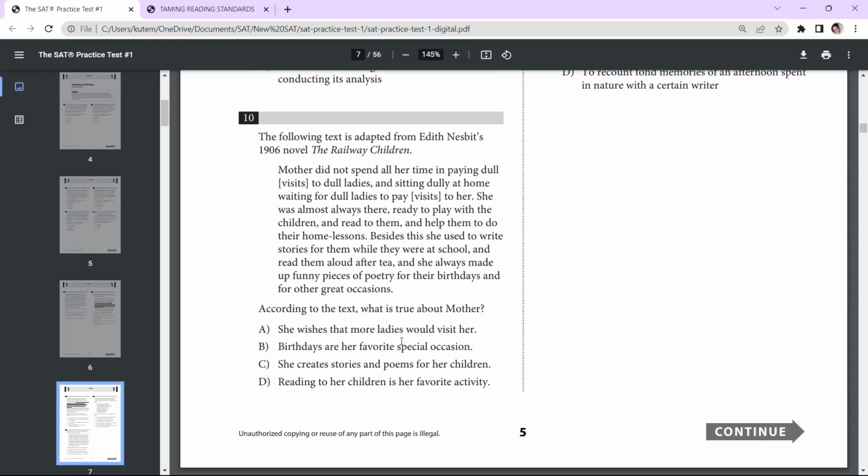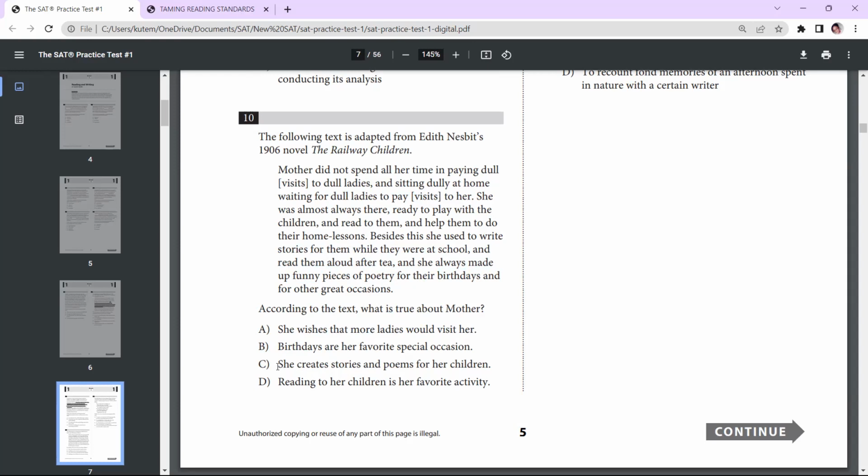Okay, great. So I hope you guys see that all the options have something that's actually in the passage. A talks about ladies visiting her, and there's a lot about visits, waiting for dour ladies to pay visits to her. B says birthdays are her favorite occasion, and she wrote poetry for birthdays right there. C talks about stories and poems. She used to write stories, funny pieces of poetry. D says reading to her children is her favorite activity, and we know she read them aloud after tea.